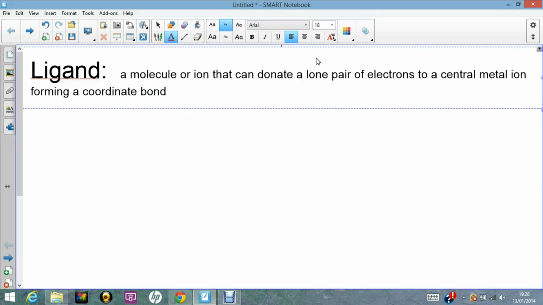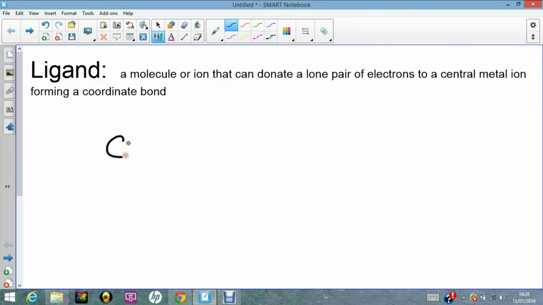Remember, a coordinate bond is exactly the same thing as a dative covalent bond. If we have a look at a couple of examples, so we've got the chloride ligand. If you think about its outer shell of electrons, it will have a full shell of 8 electrons, having gained one from somewhere else. And it can use any one of those lone pairs to form a dative covalent bond. Water, again, 2 lone pairs. It's going to use one of the lone pairs to form a dative covalent bond.